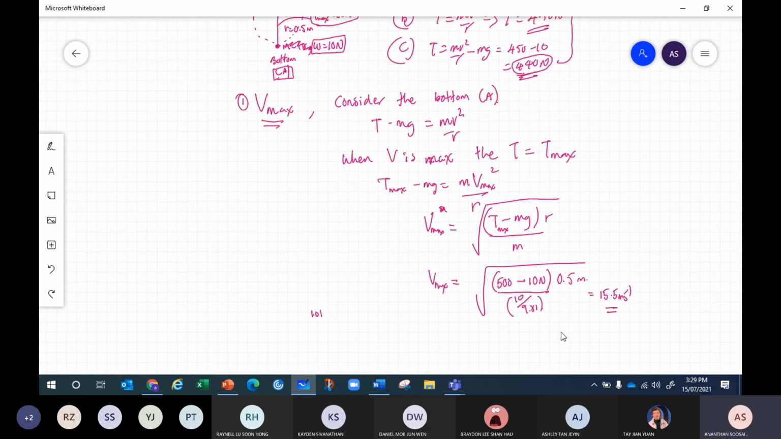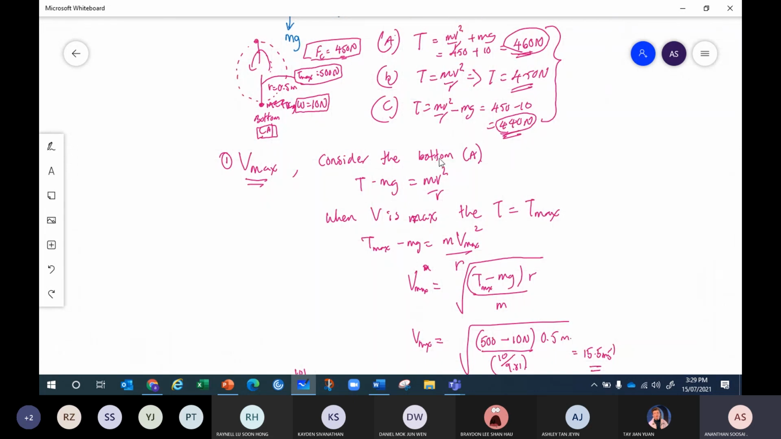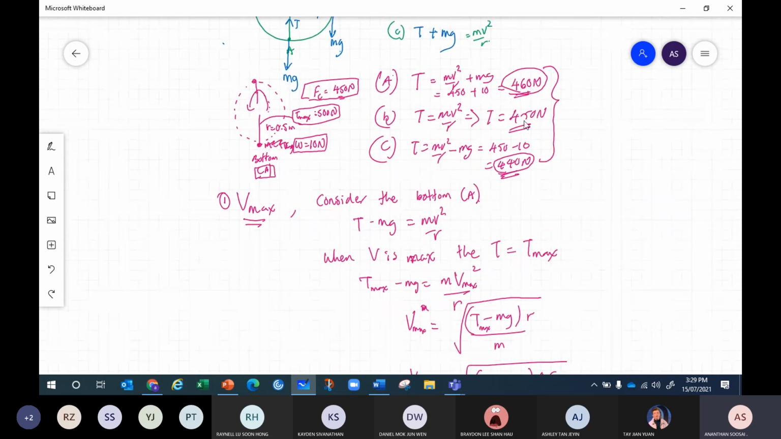In the exam, they will ask you to find the Vmax. So you should know to consider the critical point. The most critical point where it is most likely to snap is at the bottom. That's the important thing you have to know today. Why do we say bottom? Because based on the equation, the tension is maximum at the bottom.